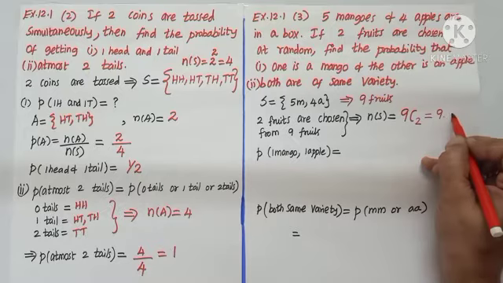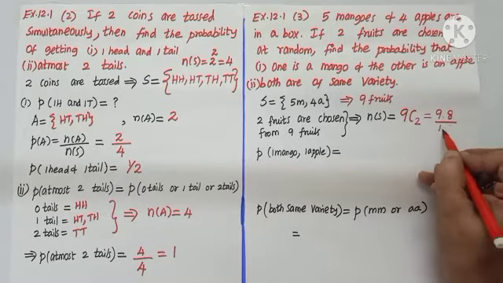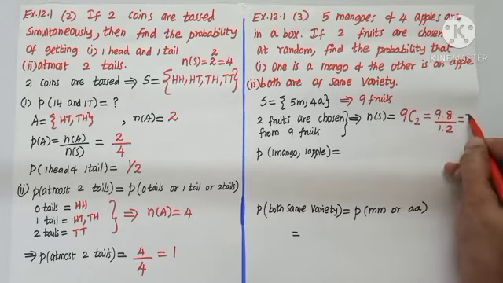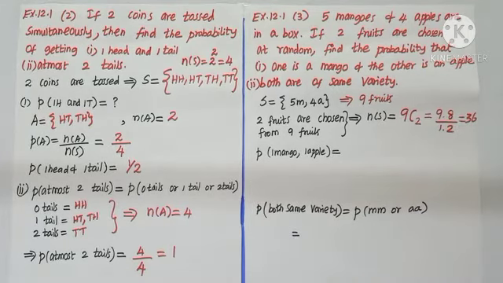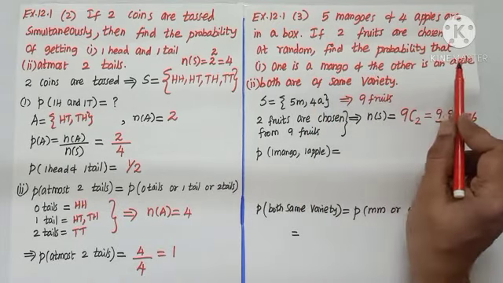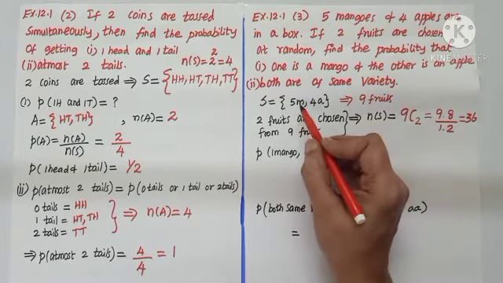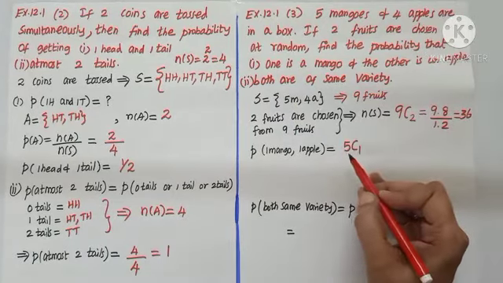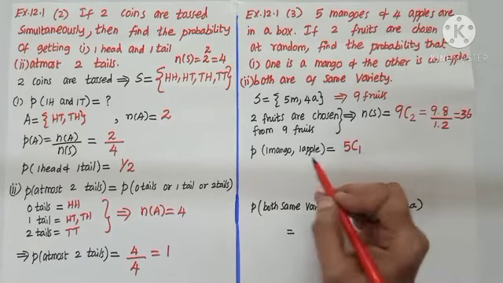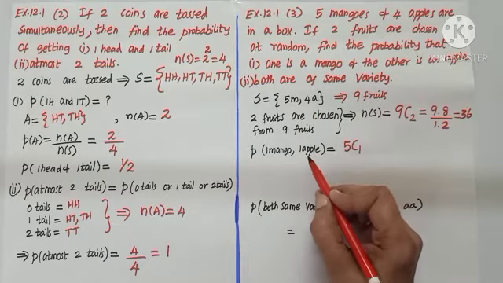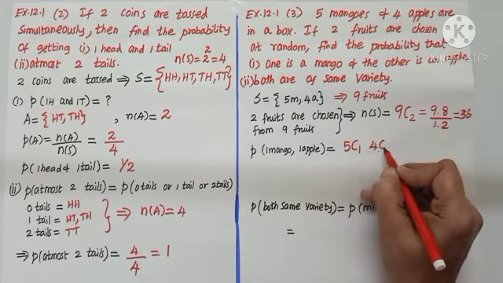My answer is 9 into 8 by 1 into 2, which is 36. Now my question is, one is a mango and the other is an apple. There are 5 mangoes from which I want 1. The number of ways is 5C1. Now 1 apple. There are 4 apples from which I want 1. The number of possible ways is 4C1.